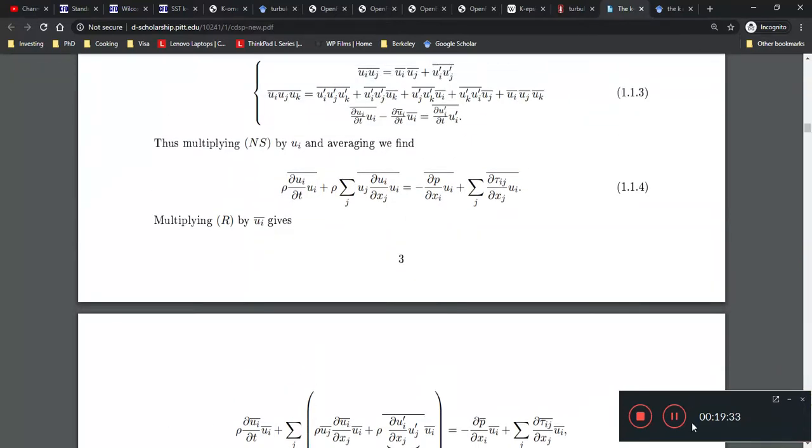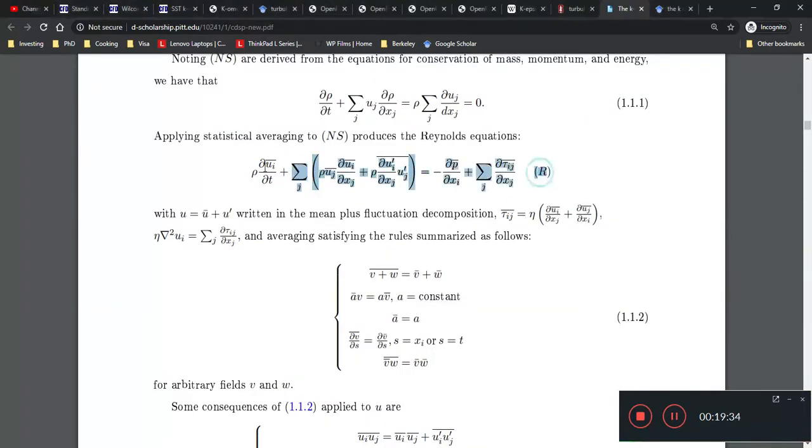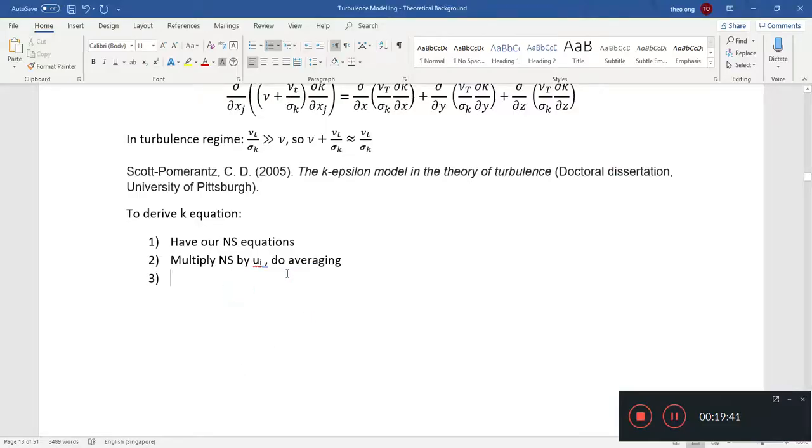Okay. Oh yes, r is over here. That means it's the averaged Navier-Stokes equations. So, okay, let's derive the k equation.